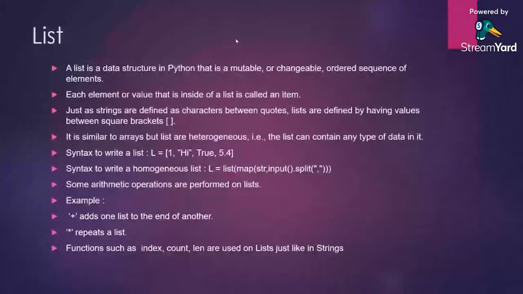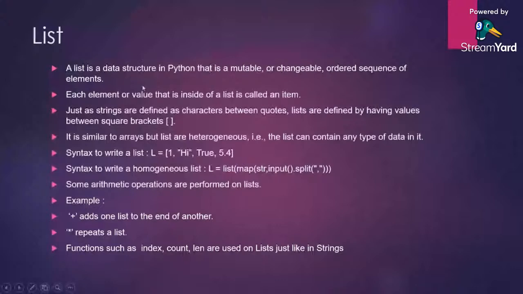Each element or value that is inside of a list is called an item. It's just the basic terminology, okay? Strings are defined as characters between quotations. Lists are defined by having values between square brackets, and they are separated with commas, okay?